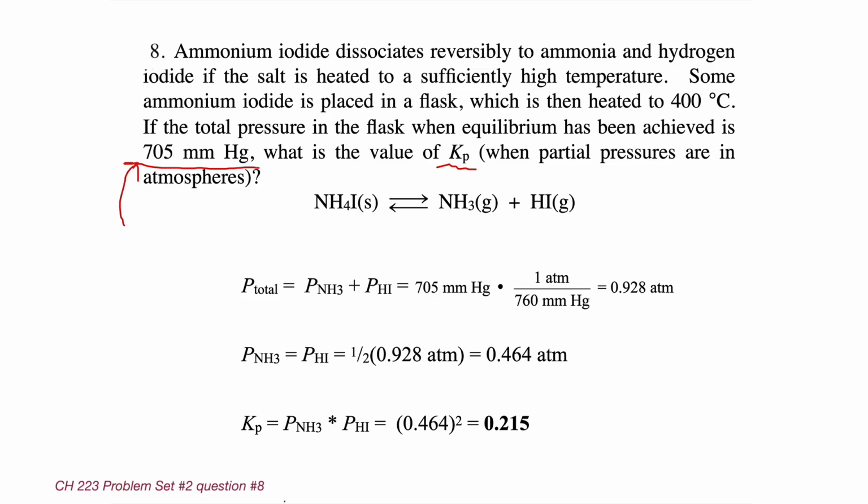0.215. So again, don't forget, stoichiometry, pretty important. Equal moles, so the pressures are equal. Half the total pressure would be gas A, half the other pressure would be gas B, etc.